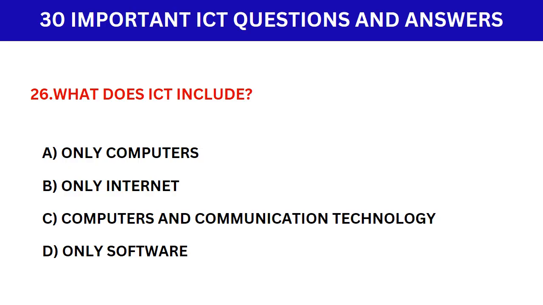Question number 26. What does ICT include? Option A, only computers. Option B, only internet. Option C, computers and communication technology. Option D, only software. The right answer is option C, computers and communication technology. ICT includes technologies used to process and communicate information.